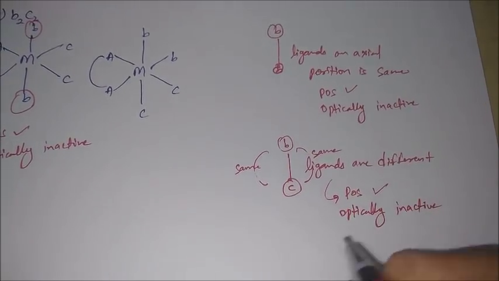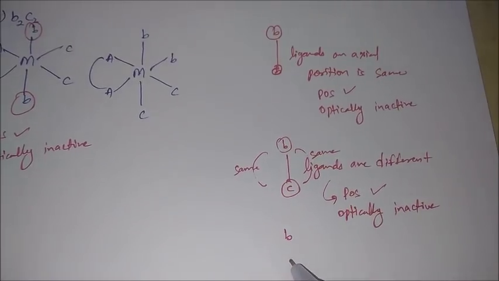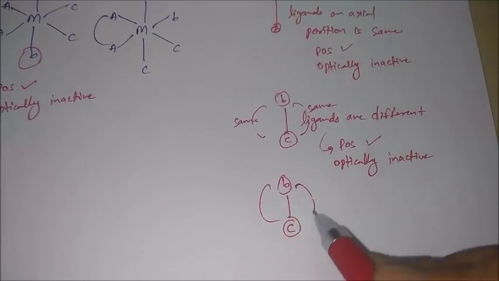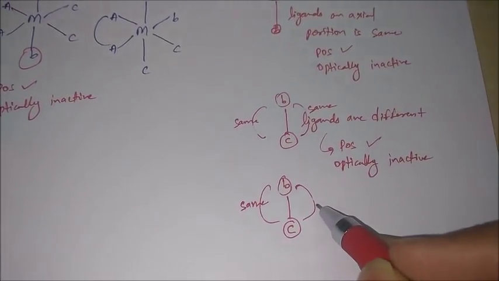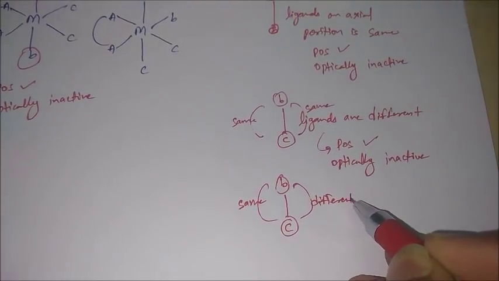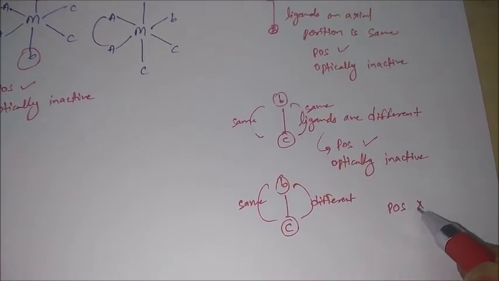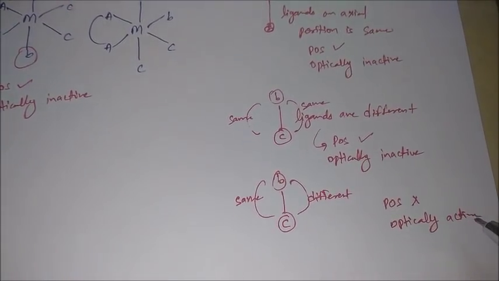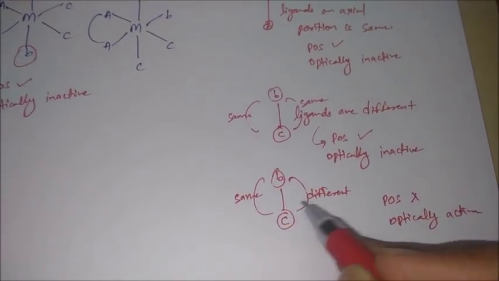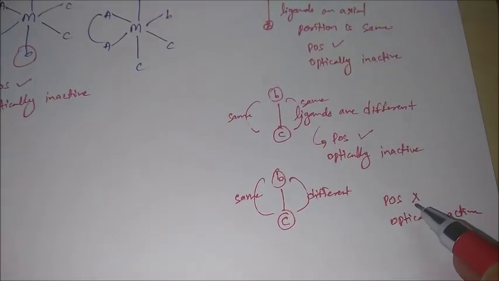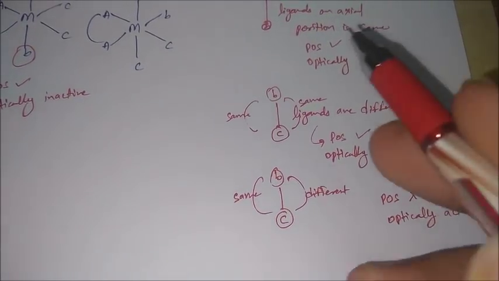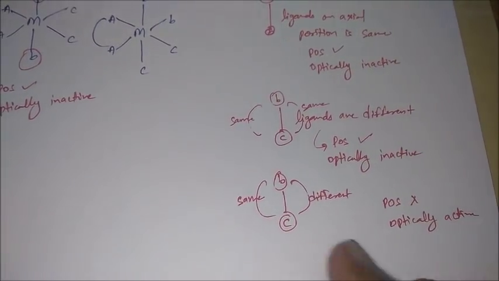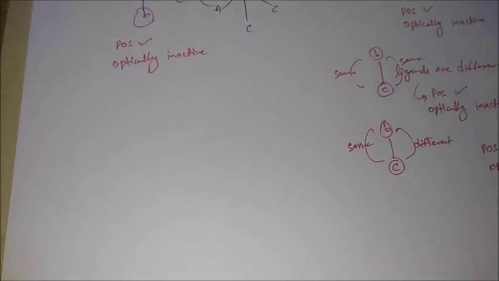And if the ligands on the axial positions are different, and on both the sides, if on one side you have the same but on the other side you have a different arrangement, then a plane of symmetry will not be there and it will be optically active. Similarly, if you have different arrangements on both the sides, then also a plane of symmetry will not be there and it will be optically active. So these are certain ways in which you can find whether your complex is optically active or not. One more example I'll tell you and I'll check with the help of the trick.